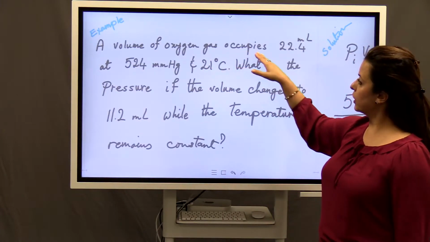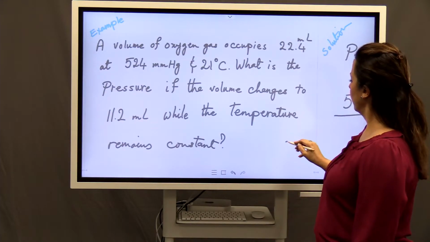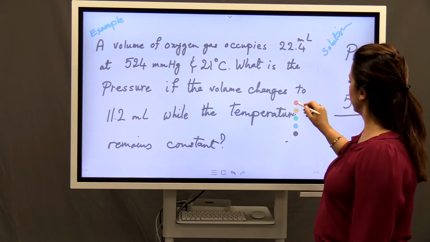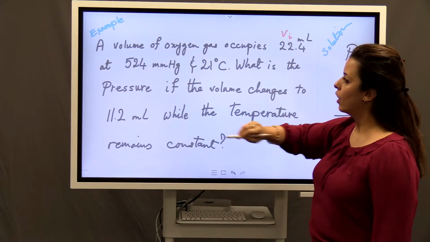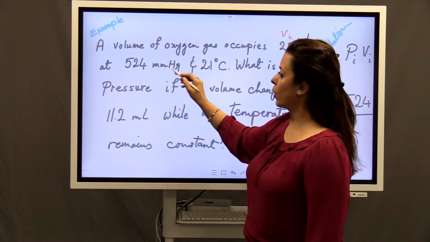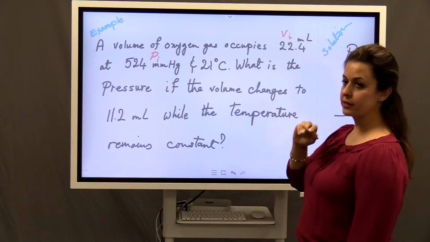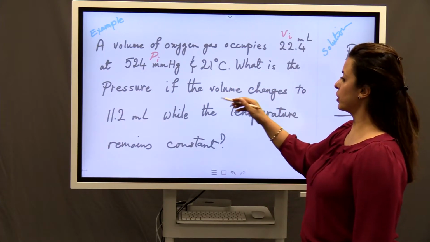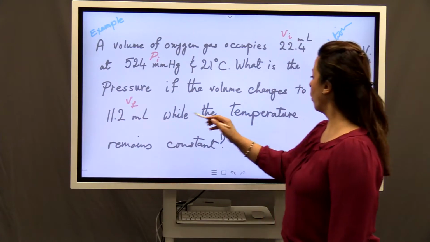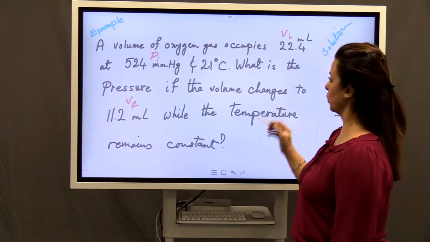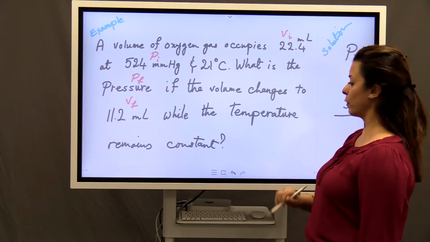A volume of oxygen gas occupies 22.4 milliliters. I will put it as Vi at 524 millimeters of mercury. So this is your Pi, and 21 degrees Celsius. What is the pressure if the volume changes to, this is Vf, while the temperature remains constant? What is the pressure means find Pf if the temperature remains constant.